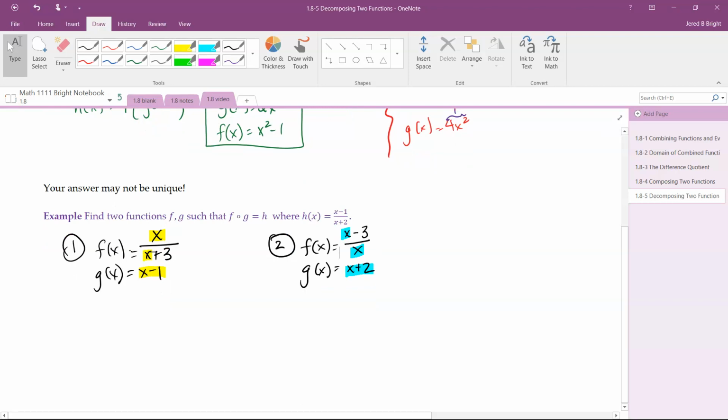So that's all for this video set, and really for this section. So we've talked about function combination, function composition, domains of each, and we even threw in the difference quotient. So we'll get some practice now with this in class.